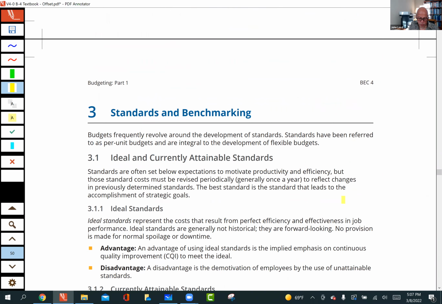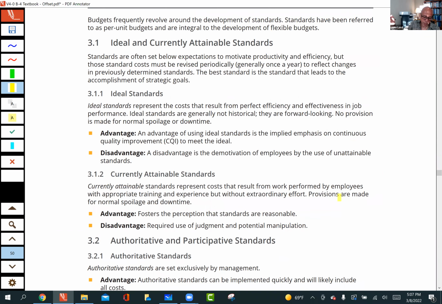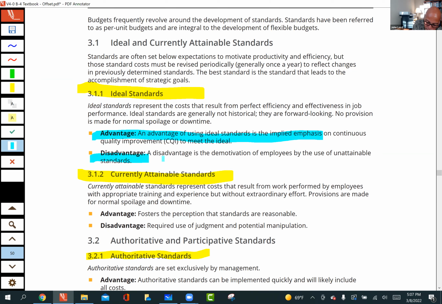Now, there are different types of philosophies, if you will. There are ideal standards, currently attainable standards, and authoritative standards that can be used to prepare budgets. For each of these, they give us an advantage and a disadvantage to call out, and so I would like you to go ahead and flashcard that.